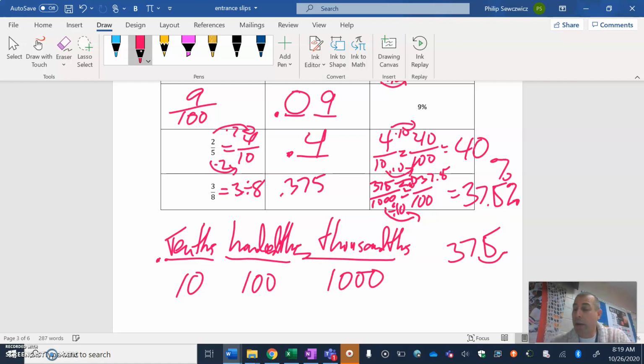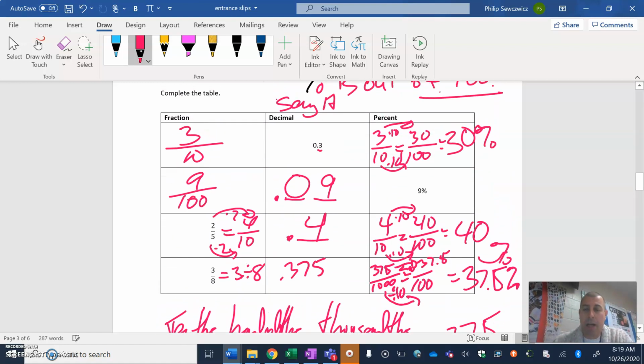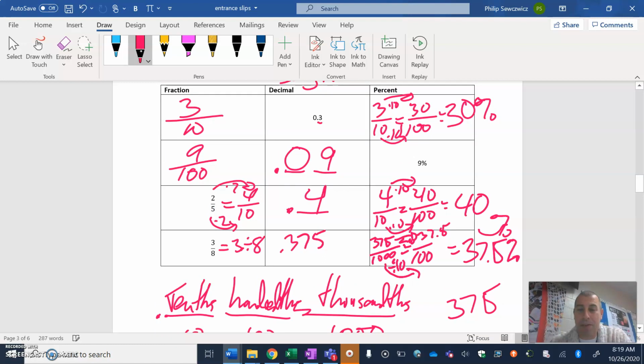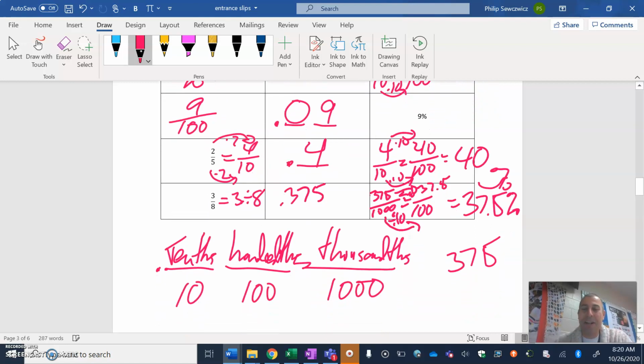Now, there are other ways of doing this as well, just so you know. There are patterns here. For example, you could go from a decimal to a percent. If you've got the decimal, it's always 2 spots to the right, because it's out of 100, so we're multiplying by 100. So if you take that 0.3 and move it 2 spots, there's your 30. Take that 0.09 and move it 2 spots, there's your 9. Take that 0.4, move it 2 spots, you don't need your 0, there's your 40. Take that decimal 2 spots, 37.5%.